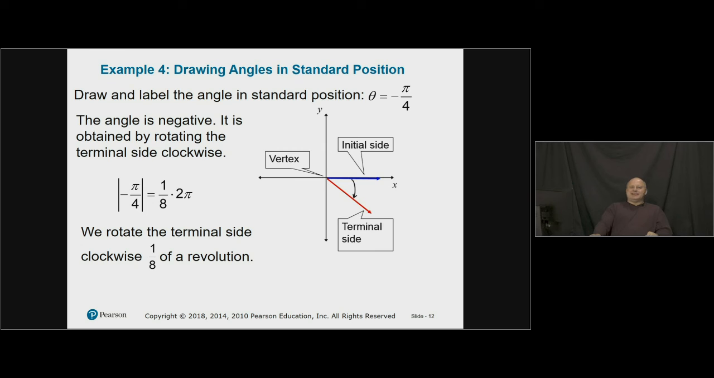Now you're like, well, that looks awfully close to negative 45 degrees. You know what? It is. If you take negative pi over 4 and multiply it by 180 over pi, you get negative 45 degrees, because that's exactly what it is, just in our language. But in radian language, it's negative pi over 4.